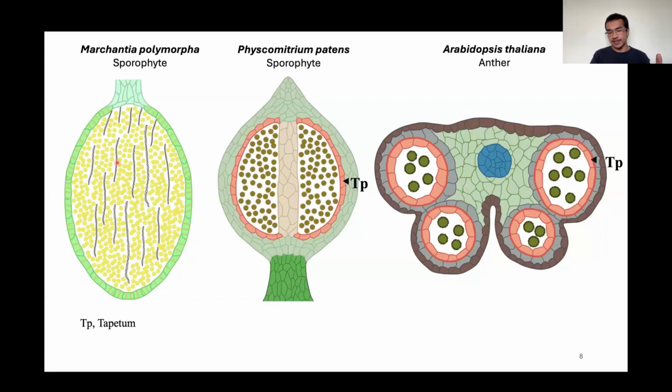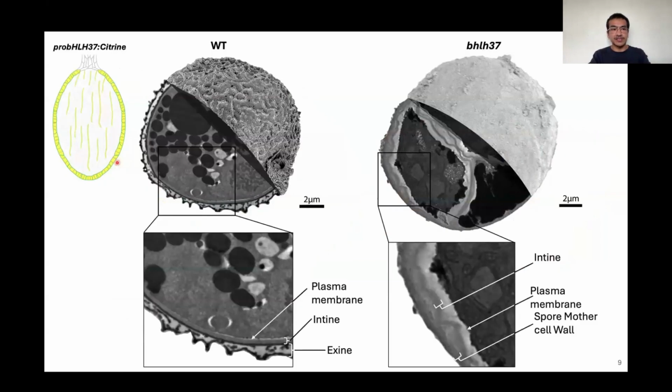given that spores make their own wall, we would expect bHLH37 to be expressed in the spores themselves. But this was not the case when we looked at bHLH37. Expression was specific to the capsule wall as well as the elaters. And when you knock out bHLH37, what you see is a total absence of a spore wall.